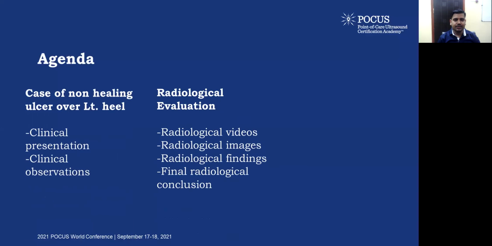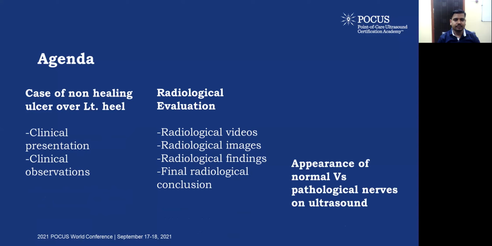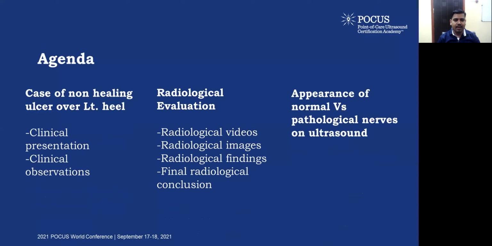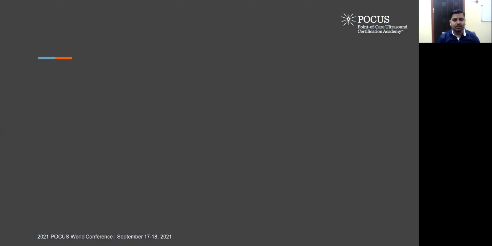I'll be covering this presentation in the following sequence. First of all, I'll be presenting a case of non-healing ulcer over the left heel with the help of clinical pictures and clinical observations. It will be followed by radiological evaluation with the help of radiological videos and images, including the radiological findings and final conclusion. And at the end, I will be explaining the appearance of normal versus pathological nerves on ultrasound.